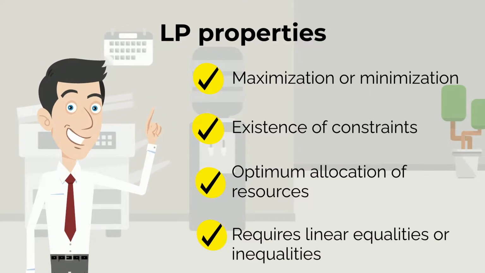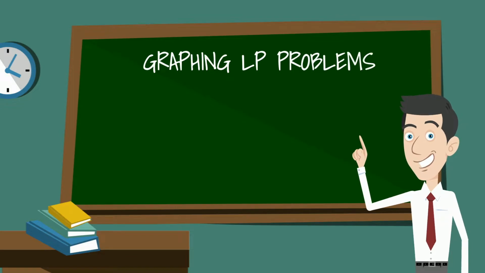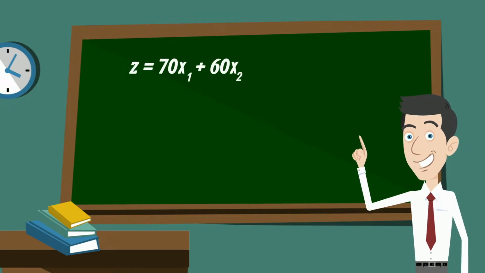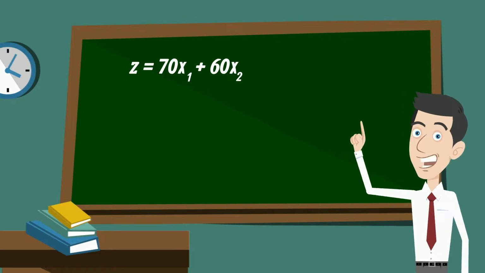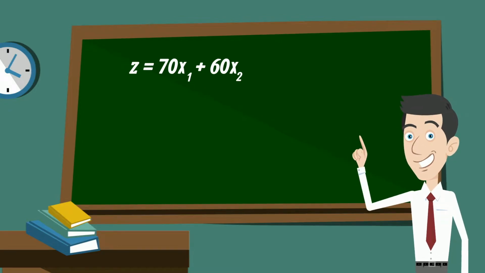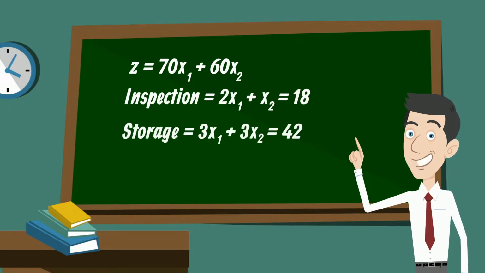Hence, how do we translate such inequalities into graphing a linear program? First, we must set up an objective function and its constraints. We have decision variables x1 and x2 with profits per unit of 70 and 60. To that, we create our objective function z given x1 and x2. There are two constraints projected as a linear inequality. One is inspection limited to 18 hours, and the other is the amount of storage limited to 42 cubic feet.